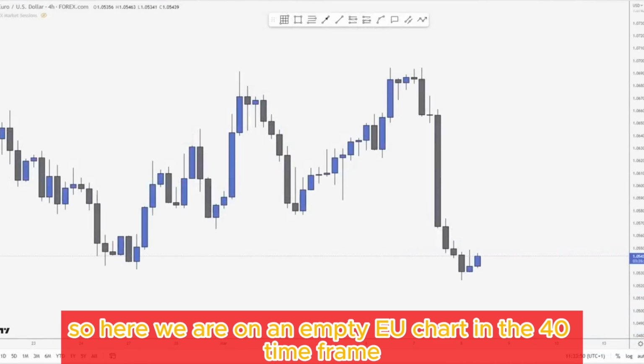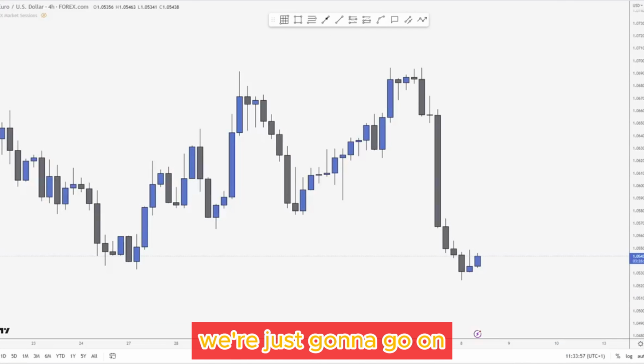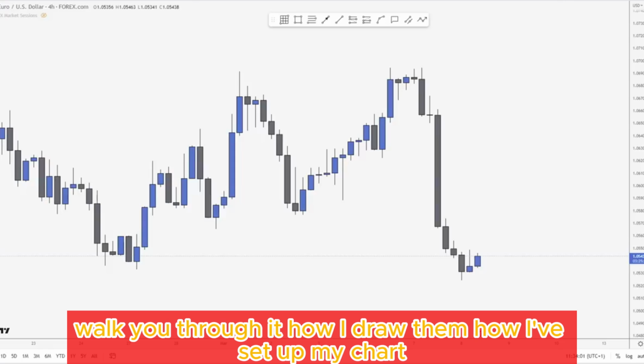All right, so here we are on an MTEU chart on the 4-hourly time frame. I'm completely freestyling this. I don't have anything prepared. We're just going to go on, find some supply and demand zones on different time frames, and walk you through it, how I draw them, how I've set up my chart.